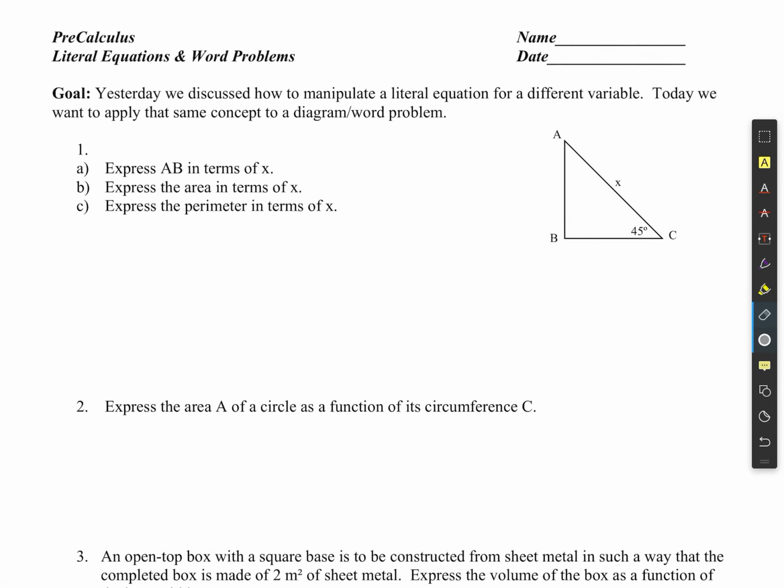All right, so here we go. Now we're going to use those literal equations to work some diagrams and some word problems. All right, starting off with problem 1.